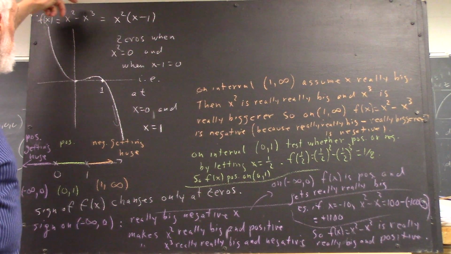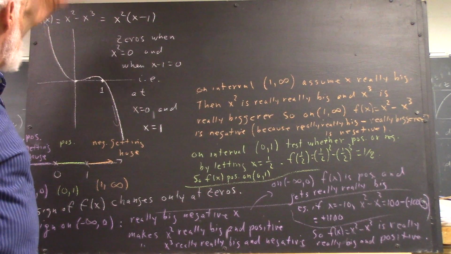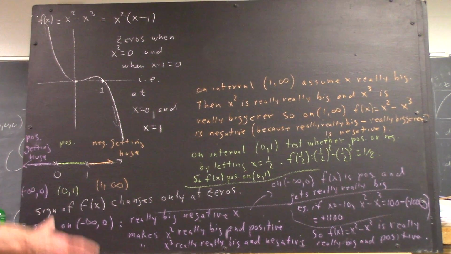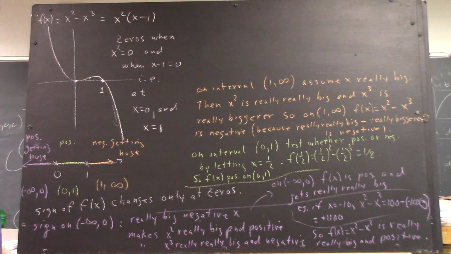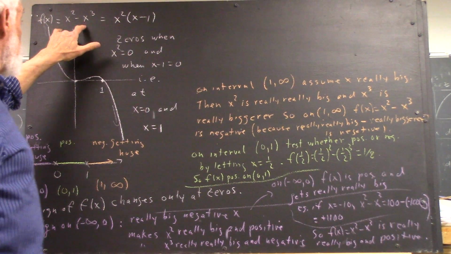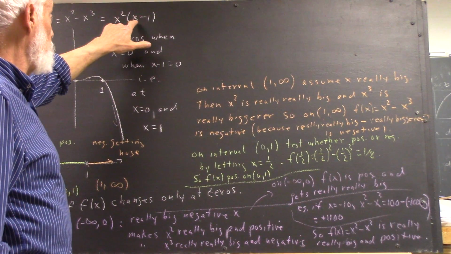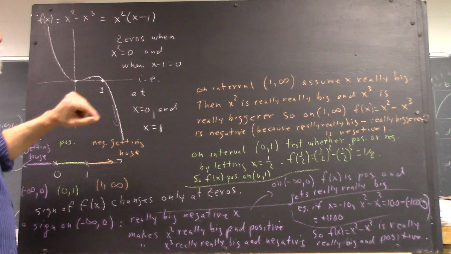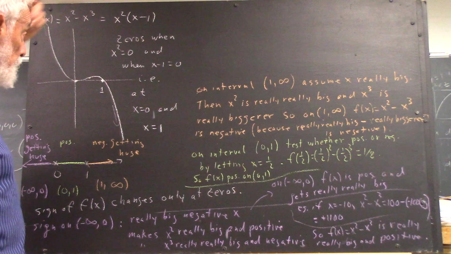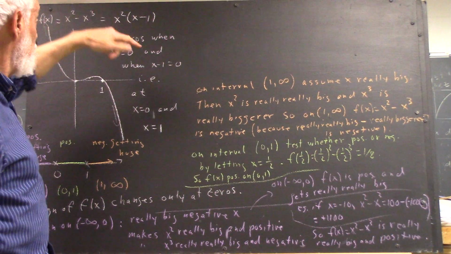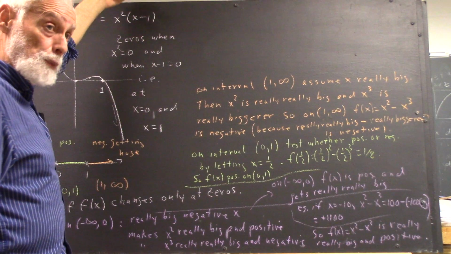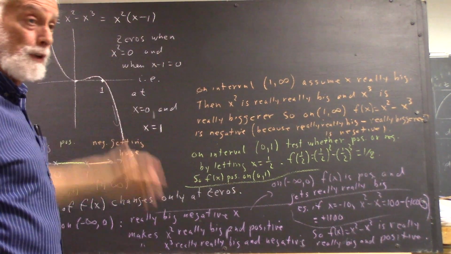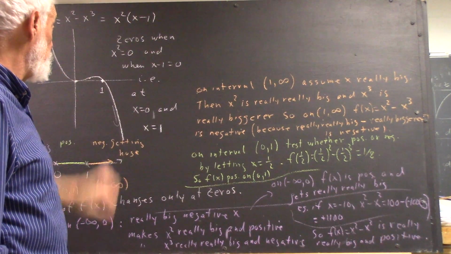f of x equals x squared minus x cubed, perfectly good polynomial. That's our x squared polynomial minus our cubing polynomial, two of our fundamental functions. This can, of course, be factored to give us x squared times x minus 1. This polynomial then has zeros when x squared is 0, also when x minus 1 is 0, and no other place, because the only way this times this can be 0 is if this is 0 or this is 0.